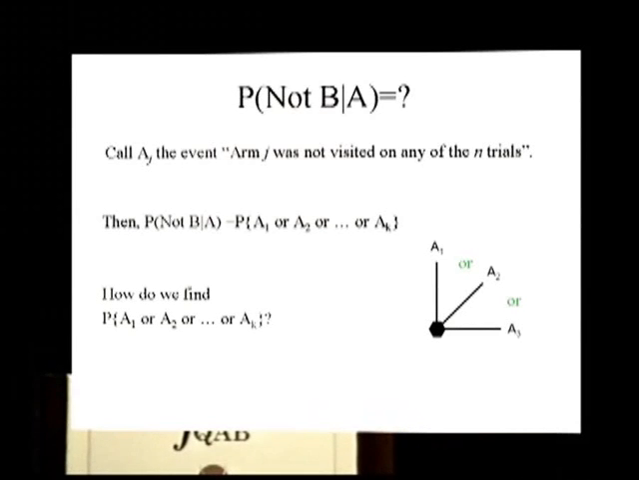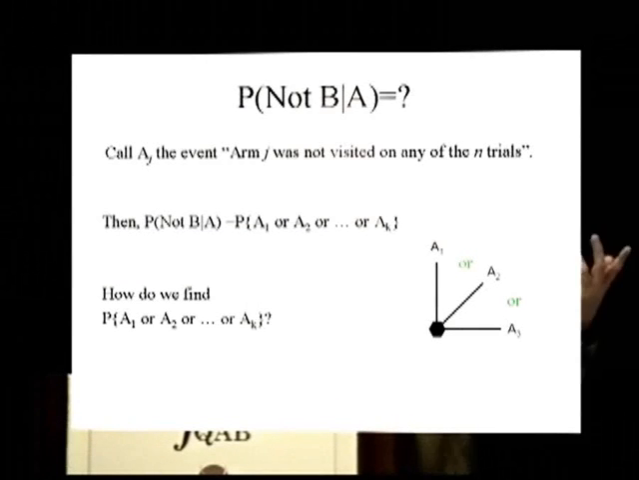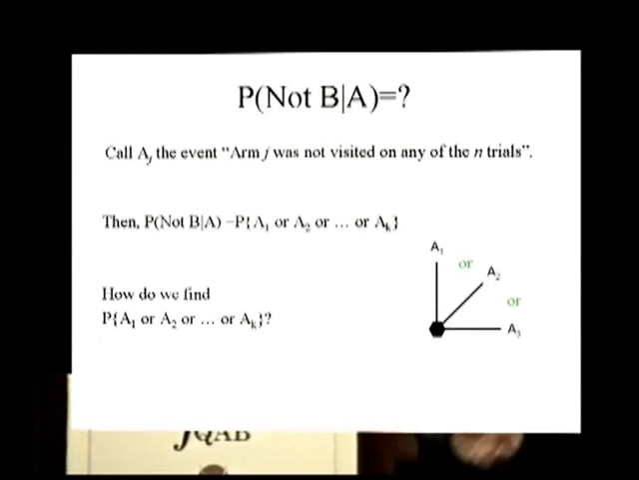So, let's define A sub j, the event: arm j was not visited on any one of the n trials. The rat missed arm j. Okay? So, our event may be written in this way. Look, if you're trying to figure out the probability that at least one of the arms was missed, well, how can it occur? It can occur because the rat missed either arm 1, or arm 2, or arm 3, or arm 4. So if what we're trying to find is logically equivalent to this, the probability that at least one of the arms was missed is the probability that arm 1 was missed, or arm 2 was missed, or and so on, up to arm k.